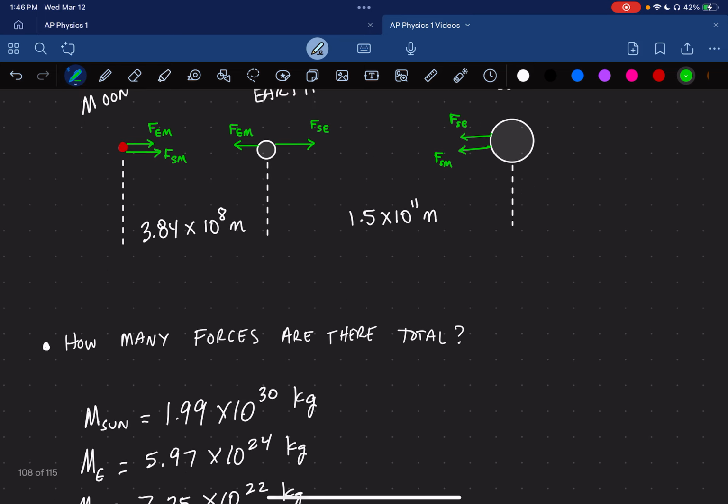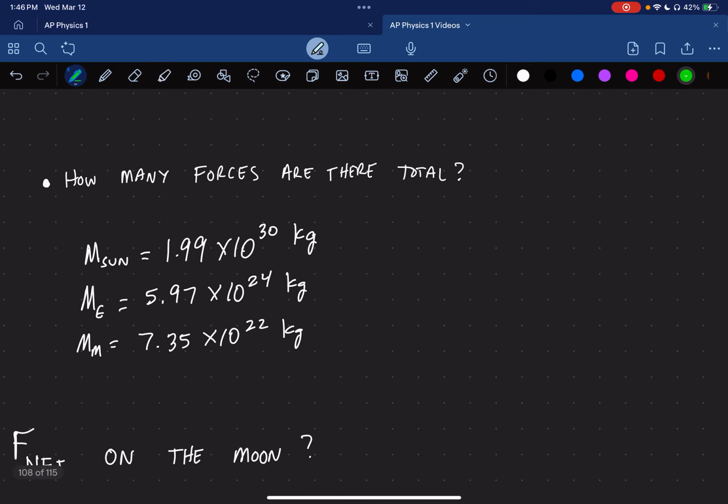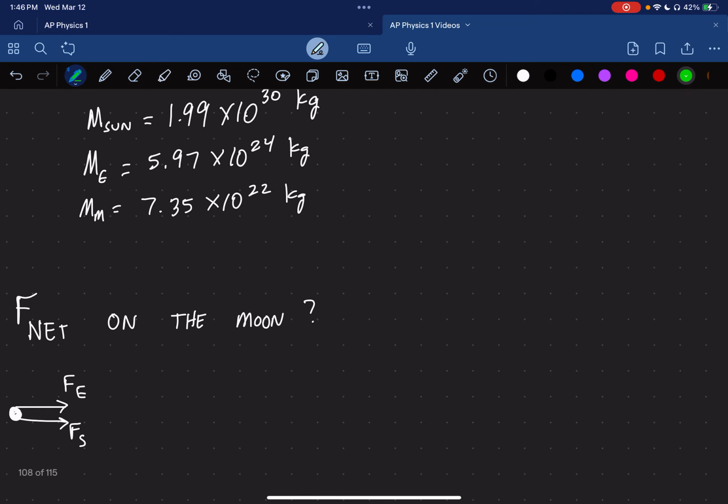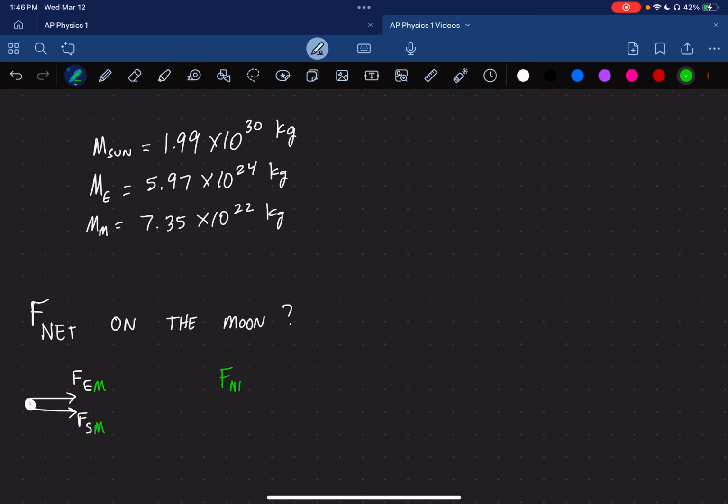Here are the masses, and the distances between them are shown up here, and the masses are here. What is the net force on the moon? In other words, and I use different notation when I wrote this, what is the gravitational force that the Earth puts on the moon, and what is the gravitational force the sun puts on the moon? We need to add those together. So F net is FEM plus FSM.